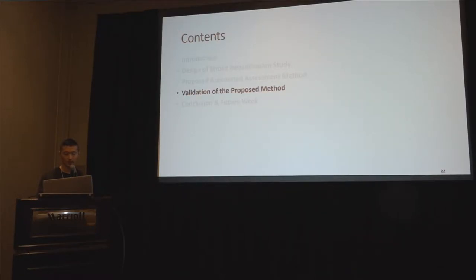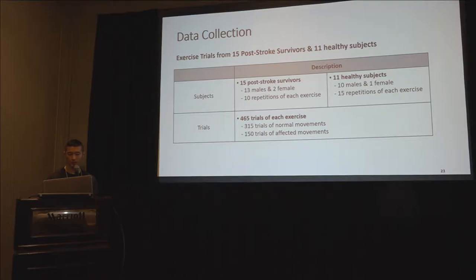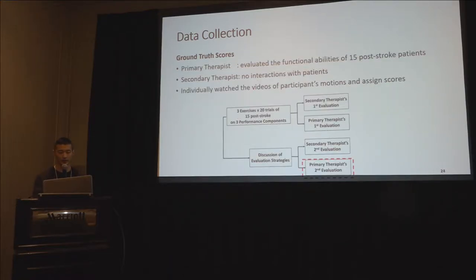Now I will describe our validation study. We recruited 15 post-stroke survivors and 11 healthy subjects, and in total we collected 485 trials of the exercise for each one. For generating the ground truth, we recruited two therapists, primary and secondary. The primary is the one who supported the recruitment of the patients and evaluated their functional ability, and the secondary therapist had no prior interaction with the patients.